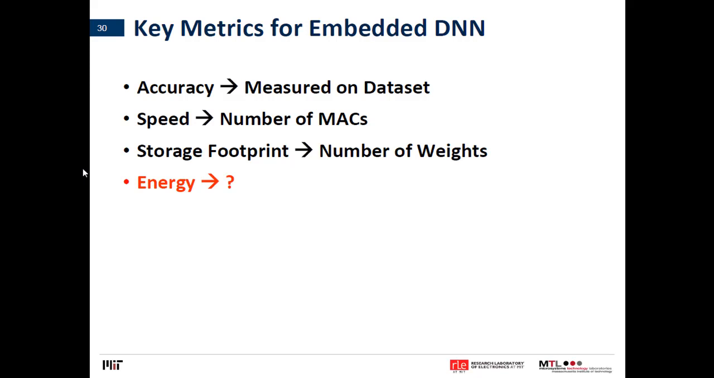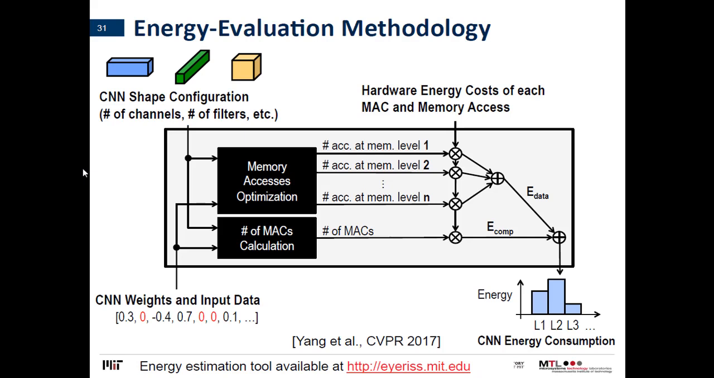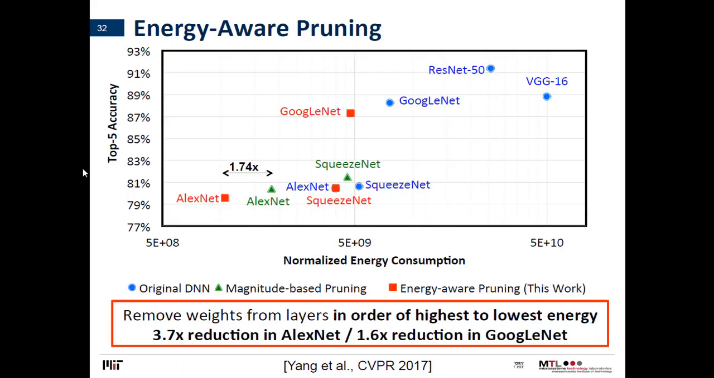So, you can look at accuracy, you can measure it based on a data set. If I gave you a DNN, you can measure speed, kind of estimating, look at number of MACs, size of the memory, number of weights, but how do you measure energy? So we actually came up with an energy evaluation methodology tool so that you can put in your weights, and then the shape of your CNN, push it through, and it'll tell you what the energy consumption is. Okay, so if you guys want to look at this, it'll be on the Eyeriss website.